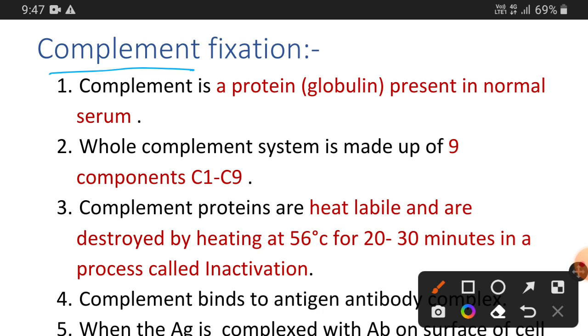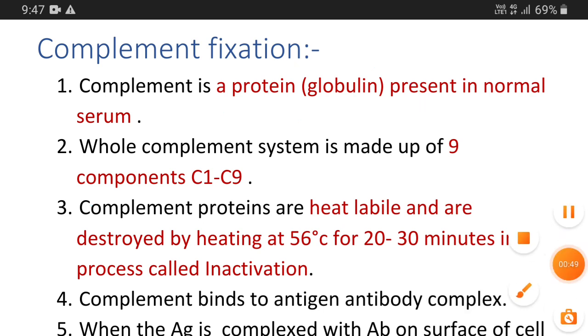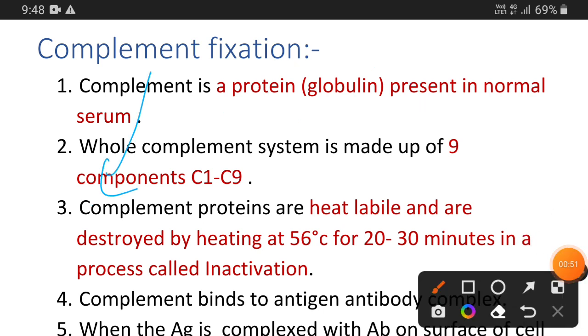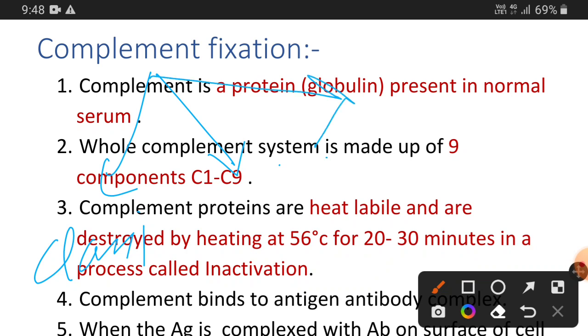Now, when it is required, they become activated. These proteins are globulin in nature. First thing is that this protein is globulin in nature. And here remember, three types of complement pathways are available. One is the classical complement pathway, the second one is the alternative pathway, and the last one is the lectin pathway.